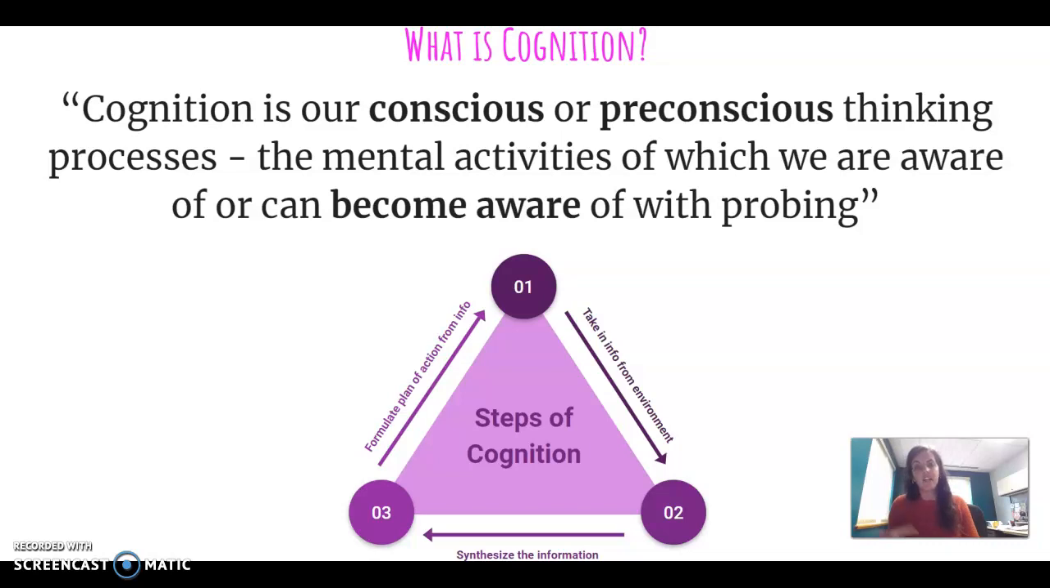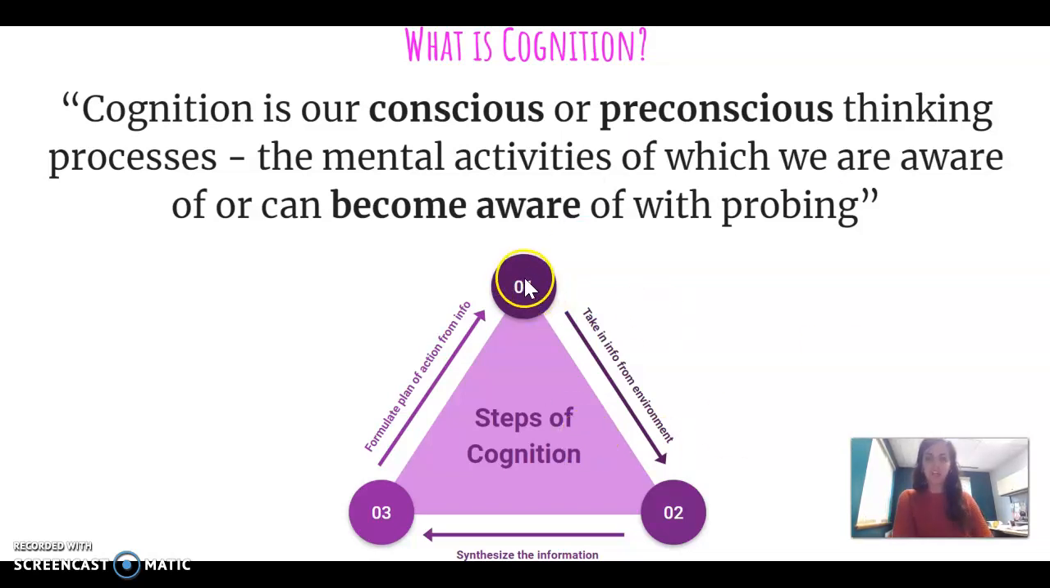Cognition is defined as our conscious or preconscious, so things that we're aware of or things that we might not necessarily currently be aware of. Those are both the conscious and the preconscious thinking processes. So these are the mental activities of which we are aware of or can become aware of with probing.